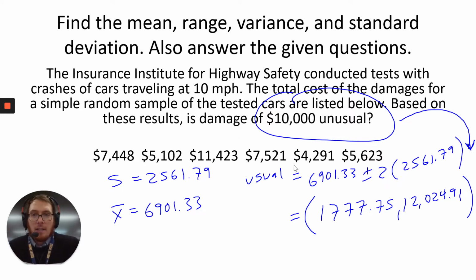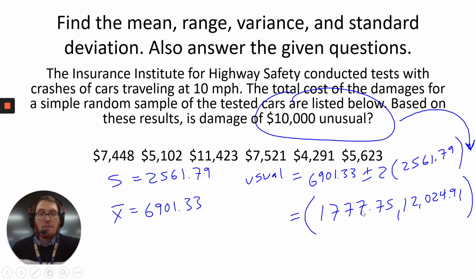So plugging that all in, I get a mean of 6,901, about that much money, and the standard deviation of about 2,500, or just over that, 2,561. To be considered usual, it's the mean plus or minus 2 standard deviations. So that's what this is representing. One way to write that answer is this.